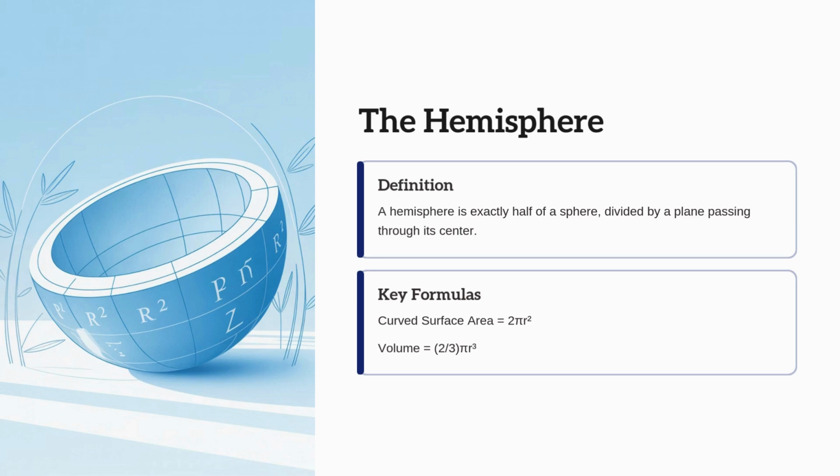Key formulas. 1. Curved surface area. Curved surface area equals 2 pi r squared. This is obtained because the surface area of a full sphere is 4 pi r squared, and half of that, the curved part only, is 2 pi r squared. 2. Volume. Volume equals 2 over 3 pi r cubed. This is derived because the volume of a full sphere is 4 over 3 pi r cubed, and half of that is 2 over 3 pi r cubed.